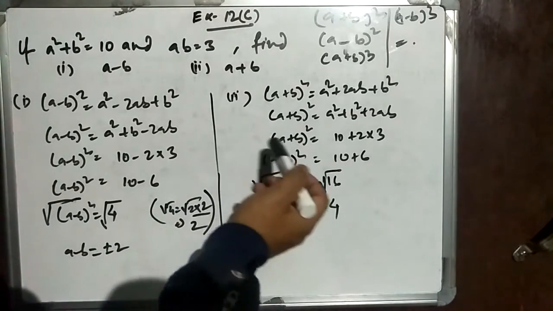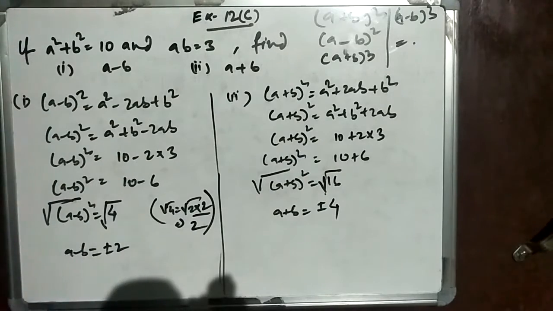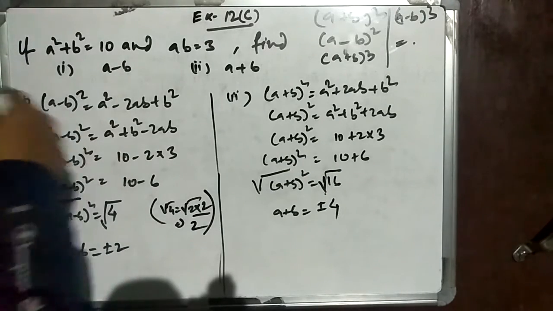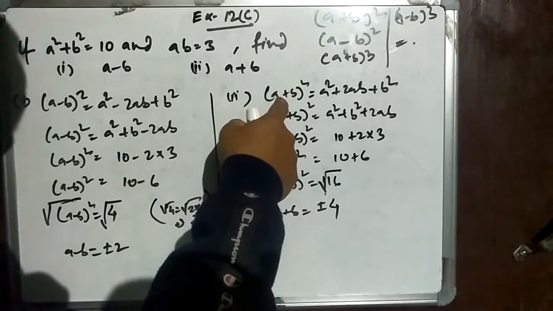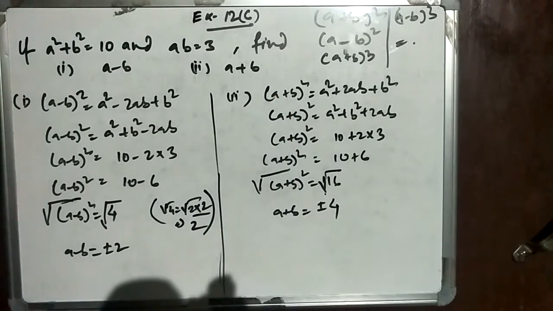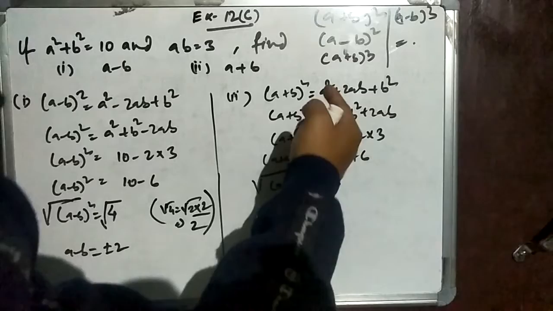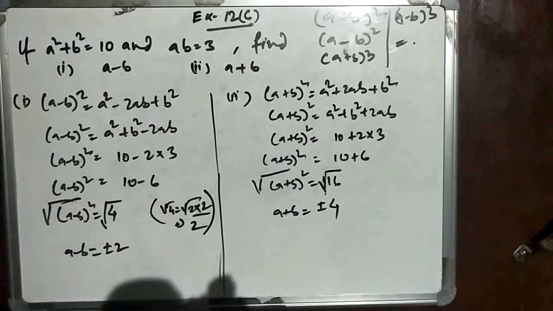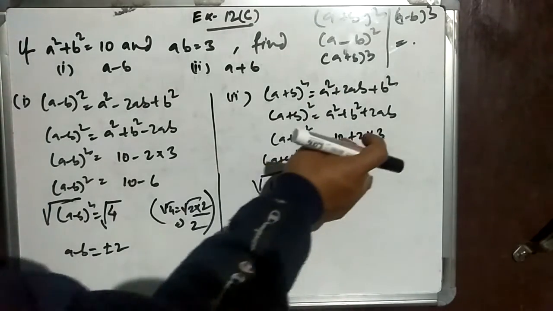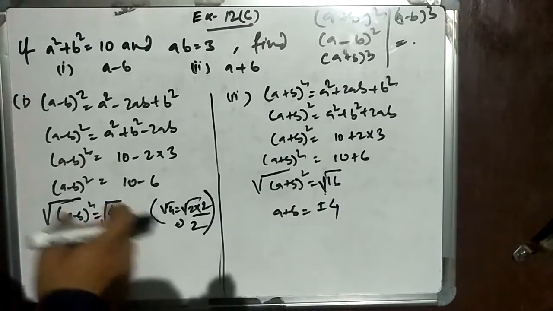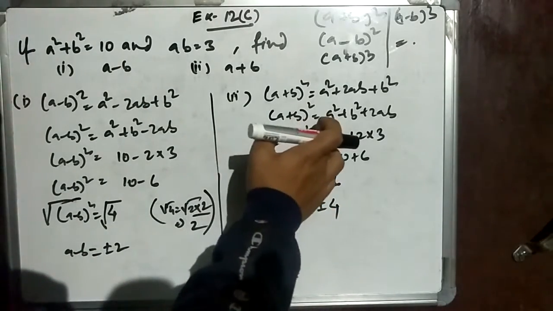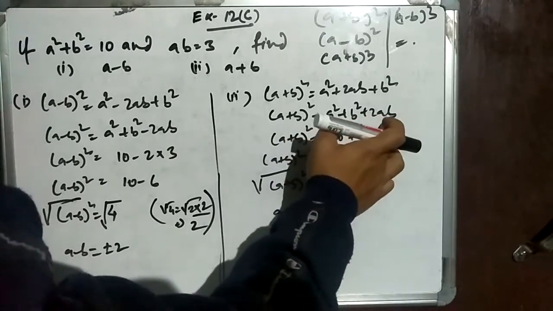Now we'll move on to part 2 of the same question. As we had (a minus b) whole square, we come to solve (a plus b) whole square now. The (a plus b) whole square identity is a square plus 2ab plus b square. So we keep the a square and b square together again, as we did in the first part. (a plus b) whole square equals a square plus b square plus 2ab.